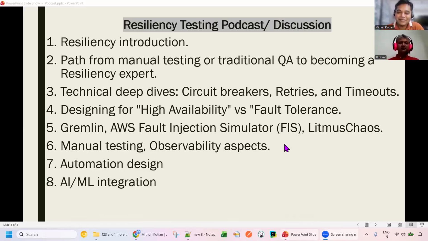Gremlin fault injection. So these are again tooling things. Gremlin, the company being there by itself says that resiliency testing is there somewhere, right? And there's a market for it, right? Gremlin being there, or AWS Fault Injection Service, or LitmusChaos, or there are others like that.